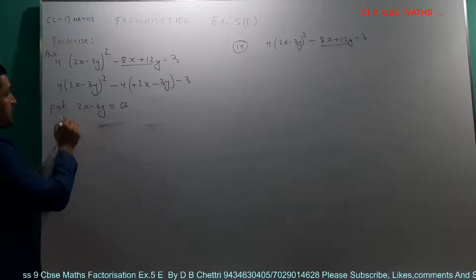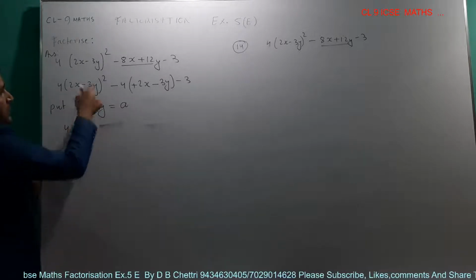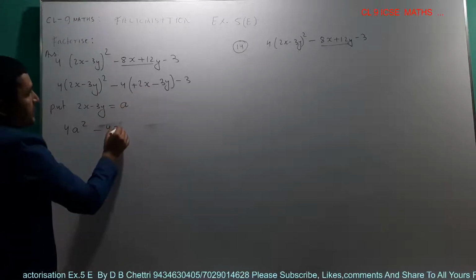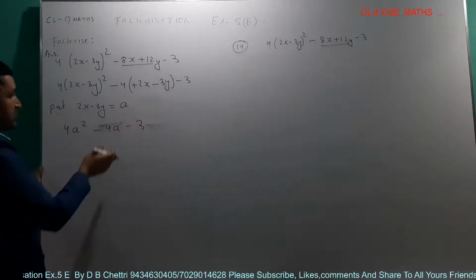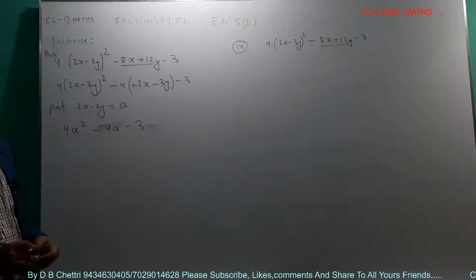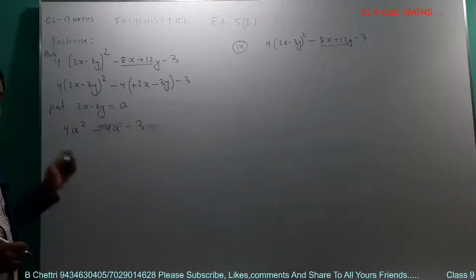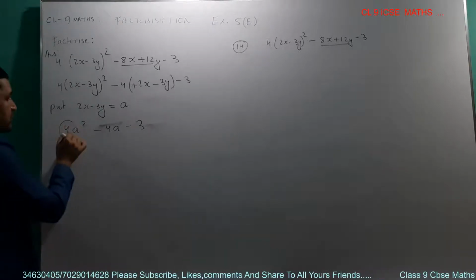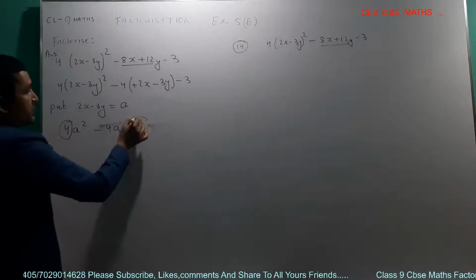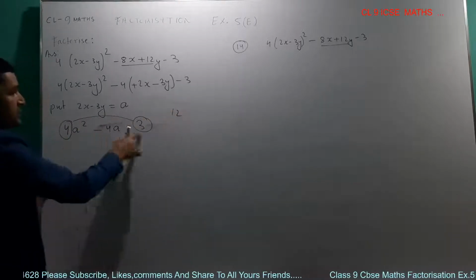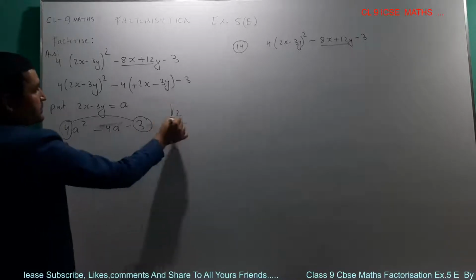That means this is 4 and this is a square, then minus 4 and this is also minus a. Now the question is converted into a simple form, and there are three terms. It is called a trinomial. We use the trinomial factorization process to factorize it. Then what is the process? Always multiply the coefficient of the variable square and the constant term. Their product is how much? 12. 4 times 3 is 12.